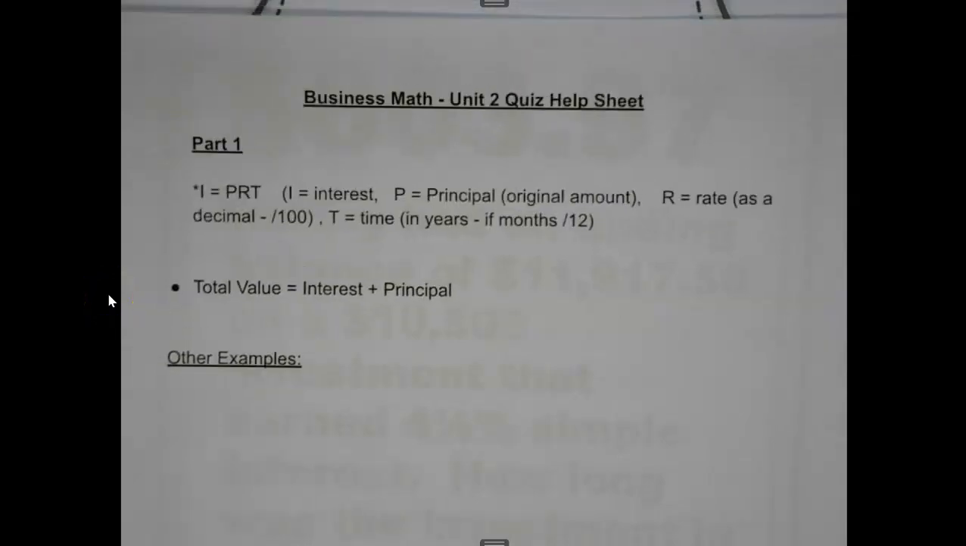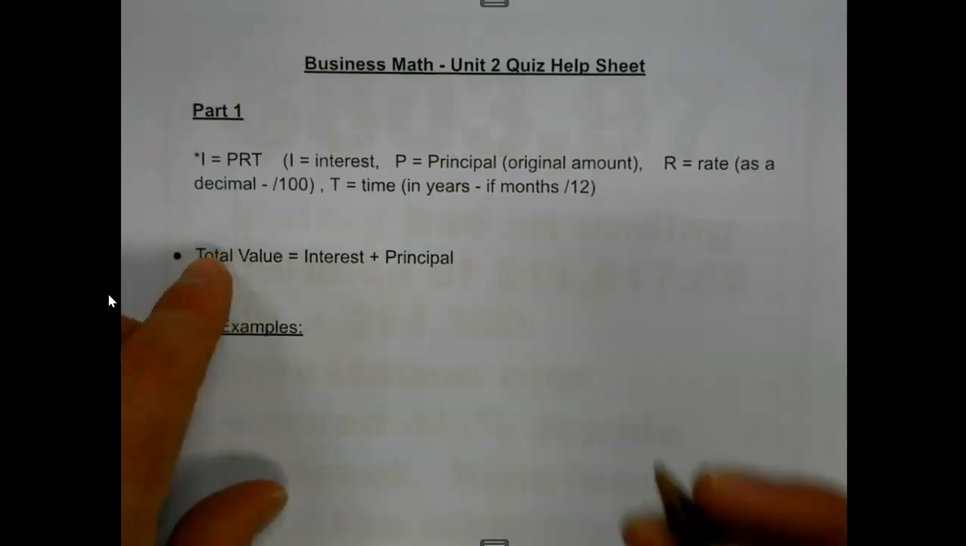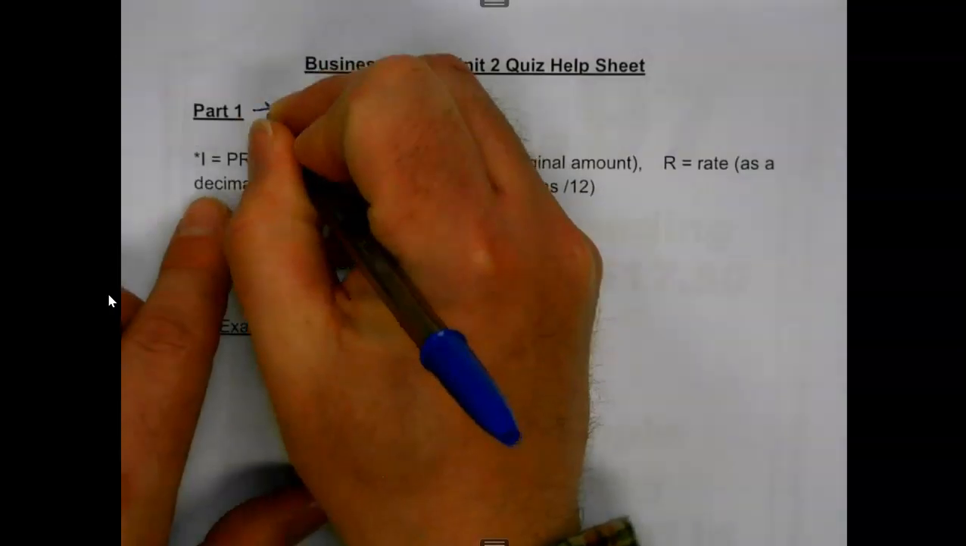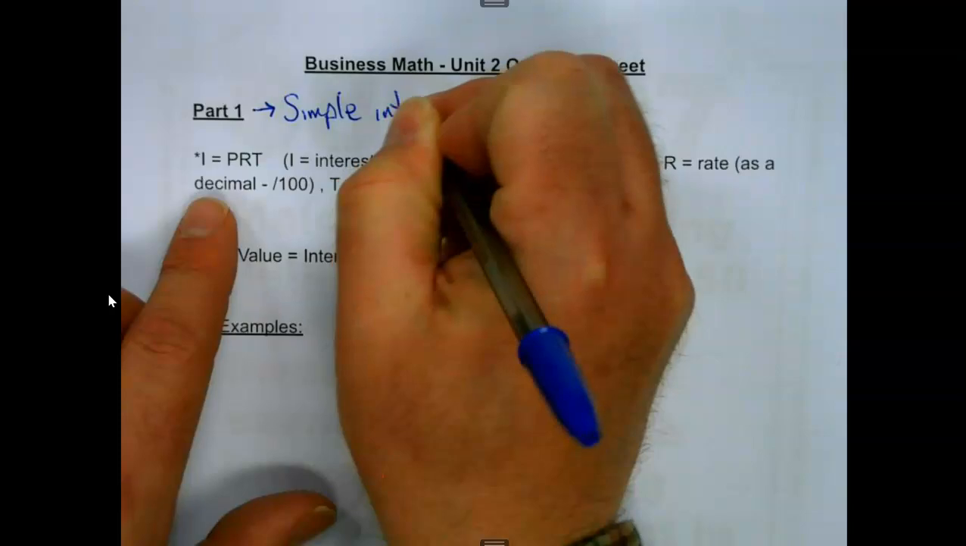Part of class. So the help sheet, here's the thing we have to keep track of on the help sheet: simple interest versus compound. And then we're going to use what we were doing yesterday with the project to kind of bring that home in the quiz preview as well.